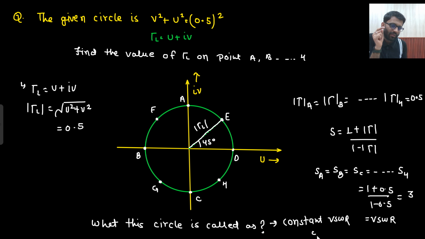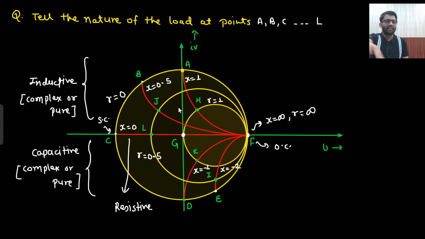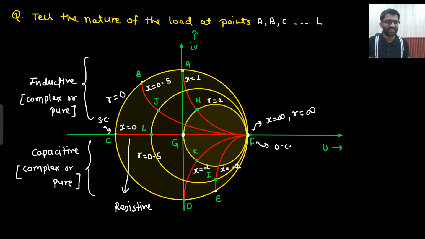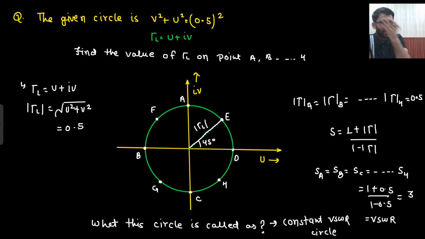Constant VSWR circle. What we are doing, this is U, this is jV. We will make a circle here. Forget about the constant resistance and reactance circles for now. Don't forget the concept, but as of now, set it aside. Now what did I tell you? That u square plus v square is equal to 0.5 square. That is the circle I am making.